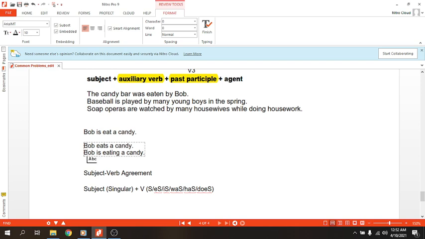Atau kalau saya mau bikin yang baru, misalnya saya tulis "Bob has eaten candy." Atau kalimat lain yang pakai does, "Bob does not eat candy." See, dia pasti pakai s kalau subjeknya singular. Ini supaya kamu gampang ingatnya. Tapi kalau subjeknya plural, maka tentu selain yang ada s-nya. Itu subject-verb agreement yang memang banyak salah juga yang saya dapatkan.